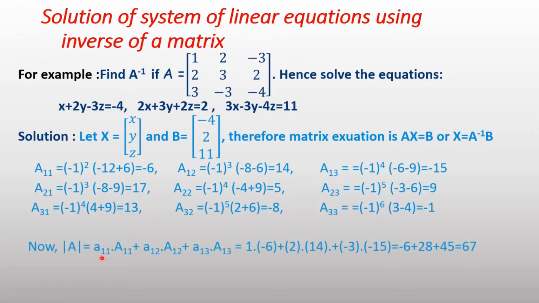Then next, find the determinant of it. Determinant: select first row, multiply the elements by its cofactor. 1 into its cofactor, plus 2 into its cofactor, plus minus 3 into its cofactor. 1 into cofactor minus 6, plus 2 into 14, plus minus 3 into minus 15. After solving, the value of determinant of matrix A is 67, which is not equal to 0. Therefore, the given matrix is a non-singular matrix and inverse exists. Means matrix A is an invertible matrix.